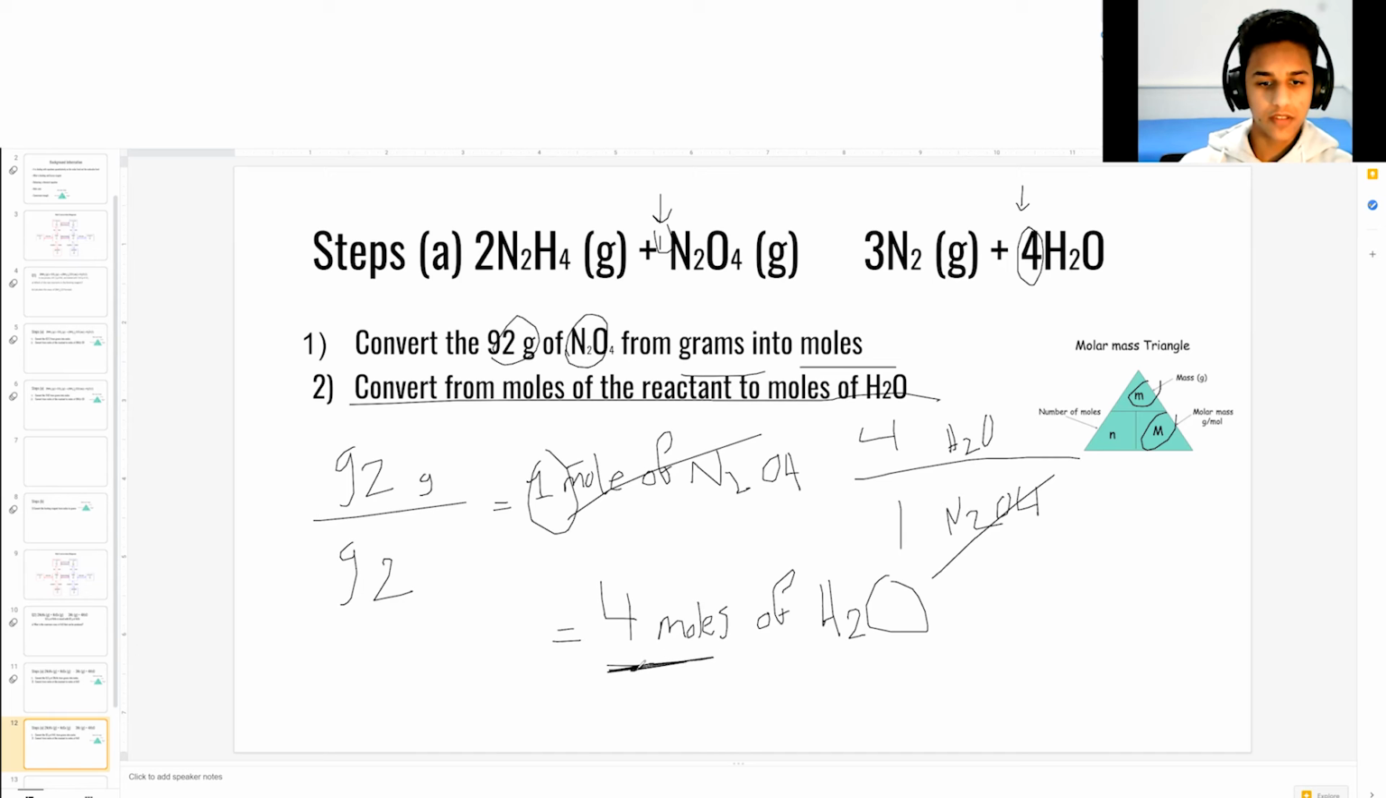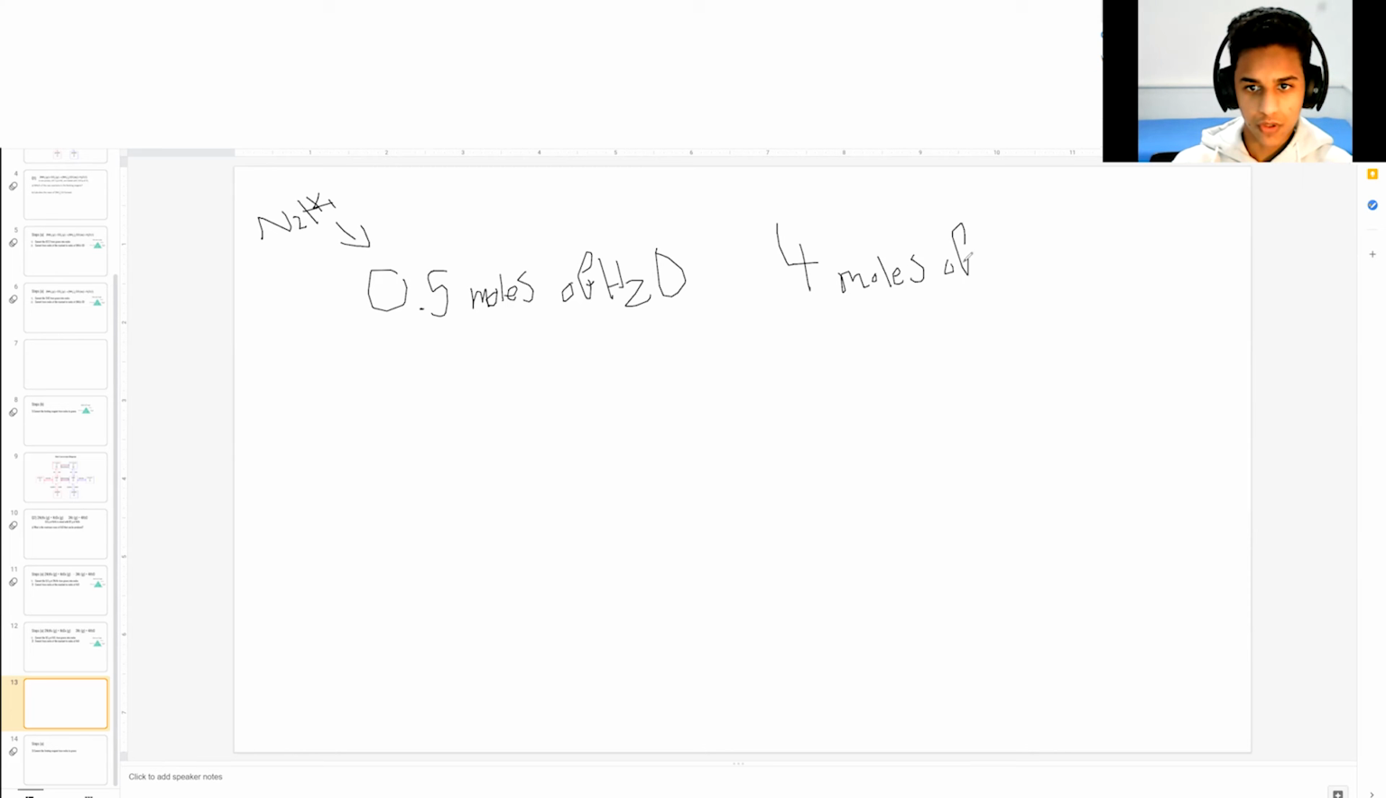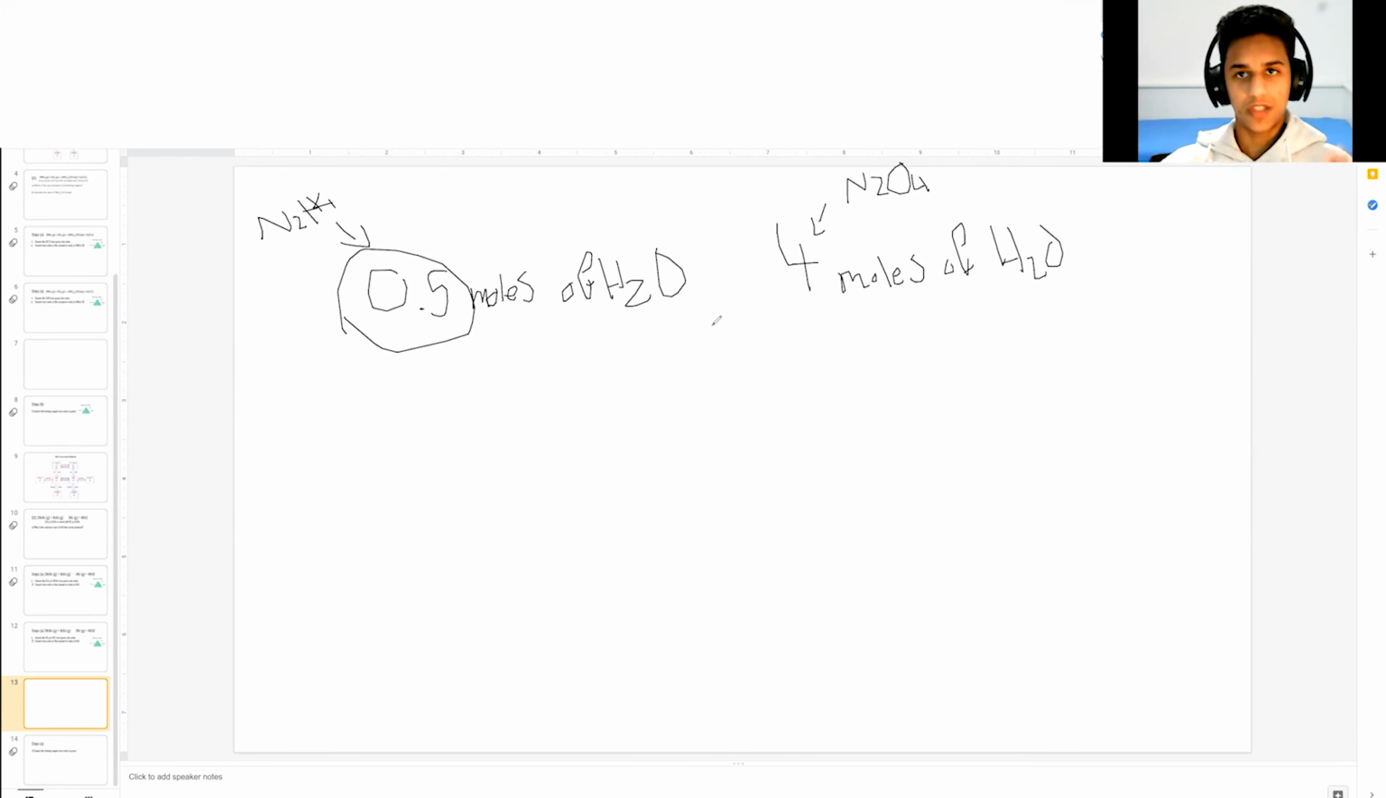So now we have the second reactant. It's 4. By now we have 0.5 moles of H2O, which was from the N2H4, and we have 4 moles of H2O, which was from N2O4, the other compound. So now we should determine the limiting and the excess reagent. Of course 0.5 is the limiting reagent because it will finish before the 4, because it's bigger. So 0.5 is the limiting and 4 is the excess.